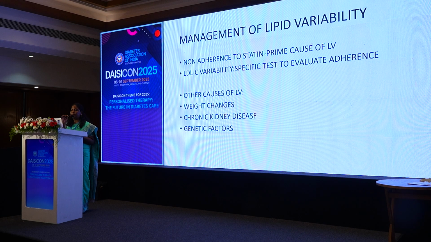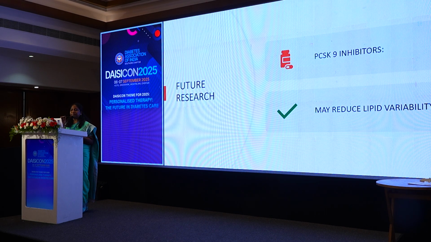So other causes of lipid variability have to be corrected, like weight changes. Chronic kidney disease has to be managed adequately, and genetic factors cannot be altered. But we have to bear in mind that these are all the other causes of lipid variability. So a lot of research is going on into how to treat this lipid variability. The PCSK9 inhibitors, a lot of research is going into that angle, whether they can reduce this lipid variability.